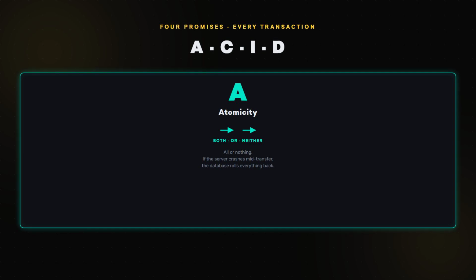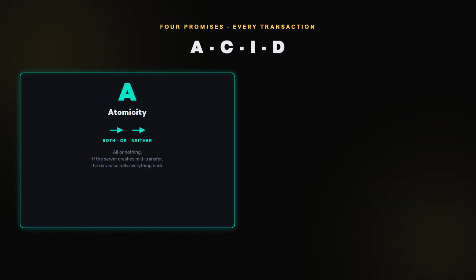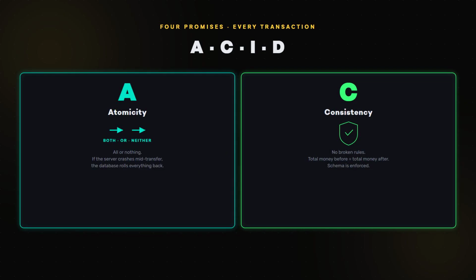Atomicity, all or nothing. Either both balances change or neither does. The database will not stop halfway. If a server crashes between the two operations, the database rolls everything back when it wakes up.